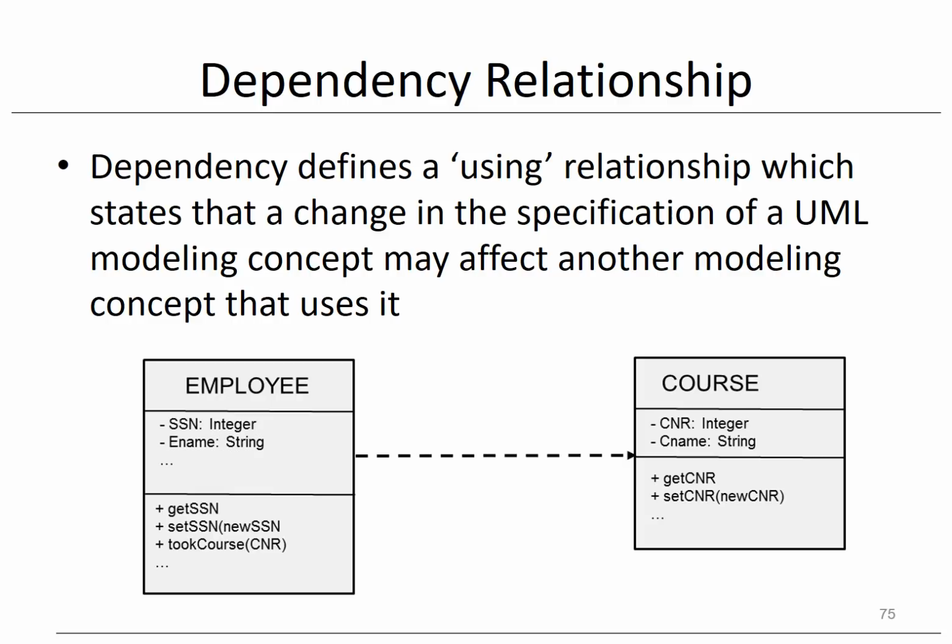We have two classes, employee and course. Let's say an employee can take courses as part of a company education program. The employee class includes a method tookCourse, which determines whether an employee took a particular course, represented by the input variable CNR. Hence, an employee object makes use of a course object in one of its methods. This explains the dependency between both classes.